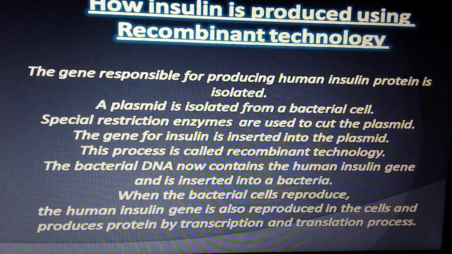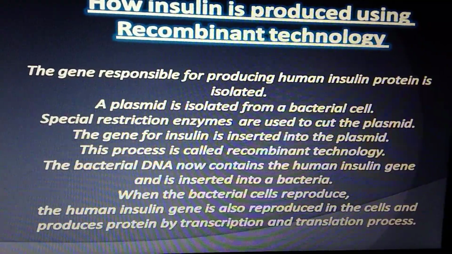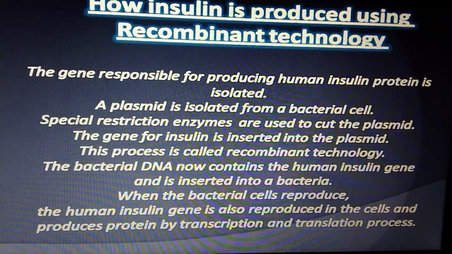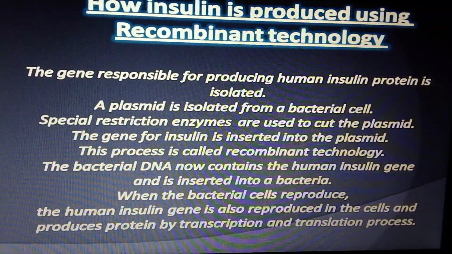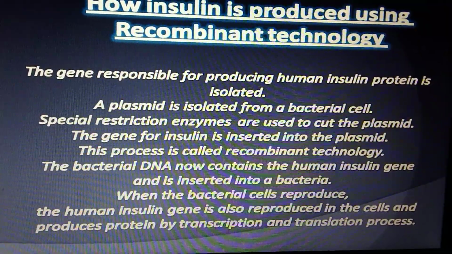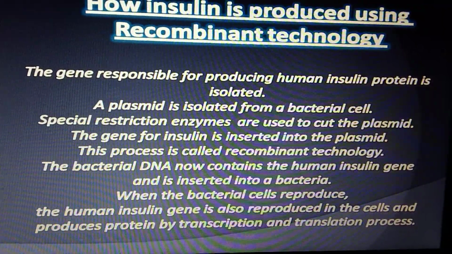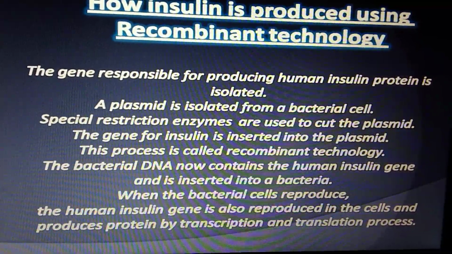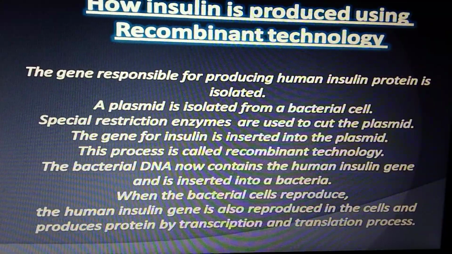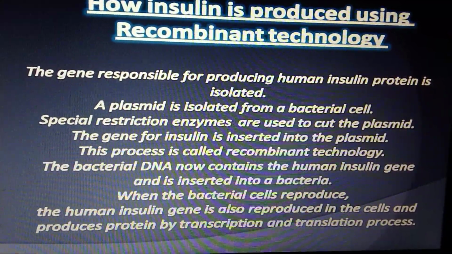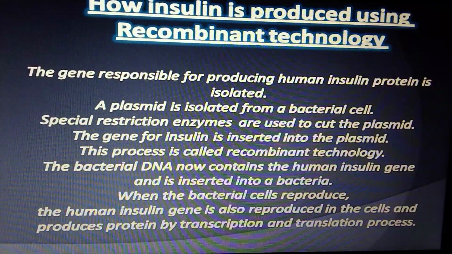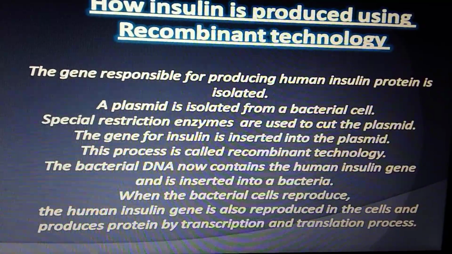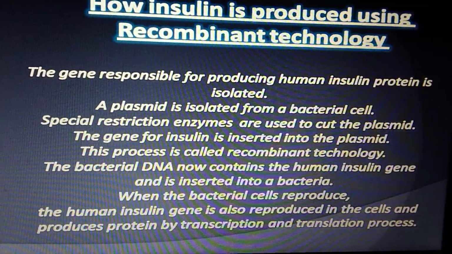Where is it inserted? It is inserted into the plasmid. This process is called recombinant technology. We call it rDNA technology. The bacterial DNA now contains the human insulin gene and is inserted into the bacteria. When bacterial cells reproduce, the human insulin gene is also reproduced in the cells. It is reproduced in the cell, and it produces the protein by the process called transcription and translation.